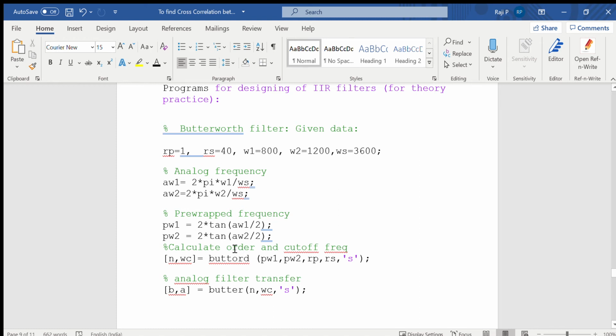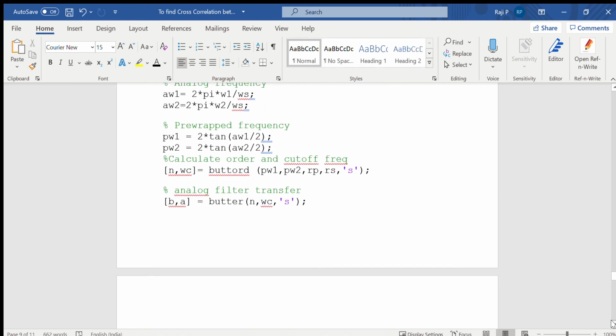In order to calculate the order and cutoff frequency, there are formulas to convert it, but in MATLAB you have predefined functions available. This is buttord of the frequencies and the ripple, passband, stopband, and as it is in the S domain, it has to be given in quotes. This will generate the order and the cutoff frequency. After that, in order to find the transfer function of the analog filter, the command is butter, with arguments order and omega c, and it is in the S domain again because it is analog. Both the numerator and denominator coefficients will be generated.